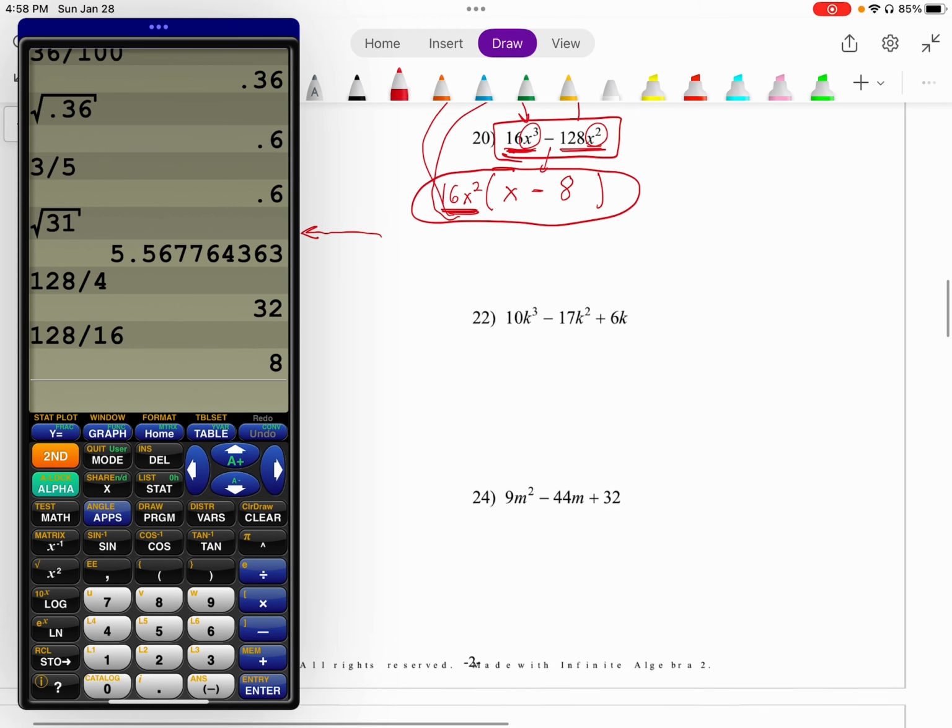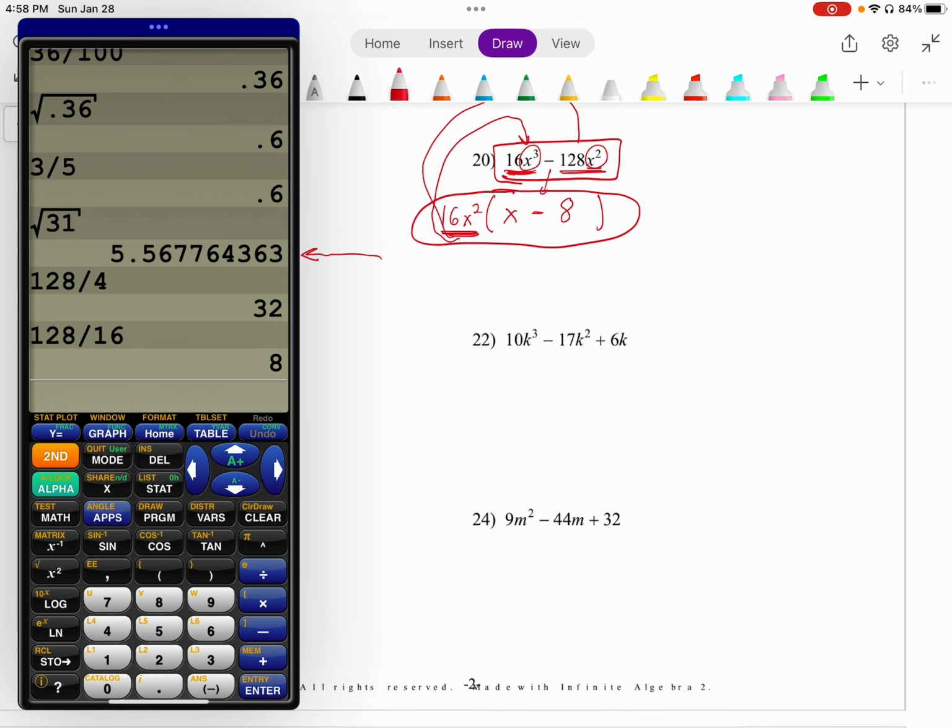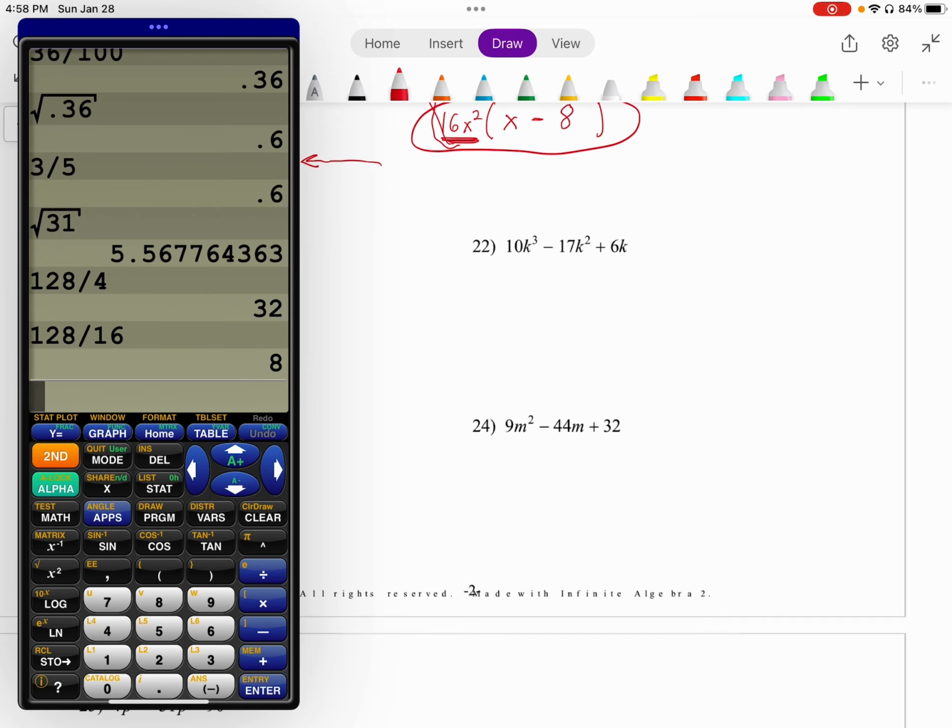A lot of these other ones are 3 terms. So let's look at 22. For 22, the first thing we want to do is see if there's a common factor, which we have a k in each of these terms, so we can factor out a k, but that actually is all we can do there in terms of a common factor. So we factor out a k, we have 10k squared minus 17k plus 6. And now we want to see if we can factor that further.